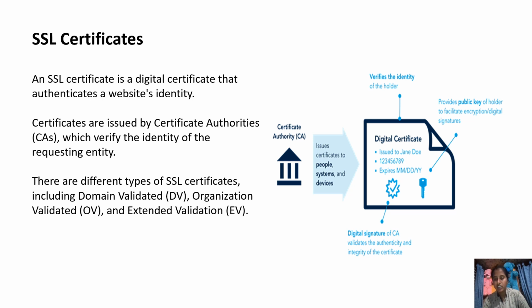In this picture, we can see the digital certificate issued. It has a serial number, an expiry month, date, and year, and it verifies the identity of the holder. It provides the public key of the holder to facilitate encryption or digital signatures, and the digital signature of a CA. CA means certificate authority, which validates the authenticity and integrity of the certificate. The CA issues the certificate to people, systems, and devices.